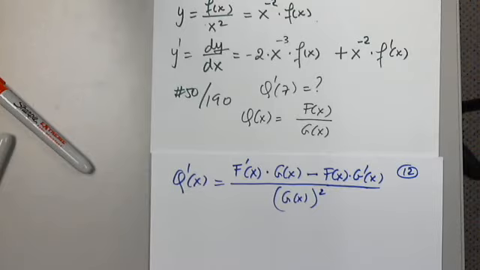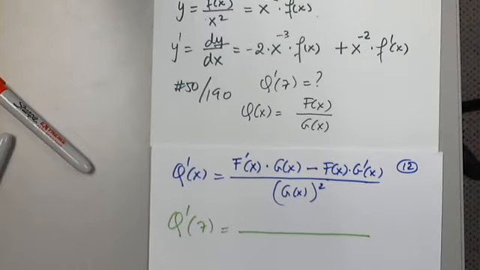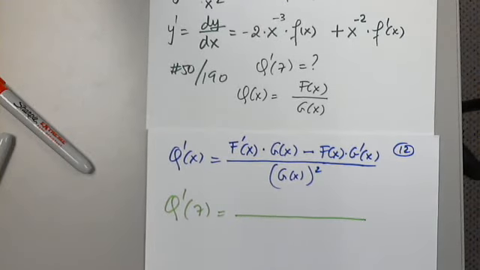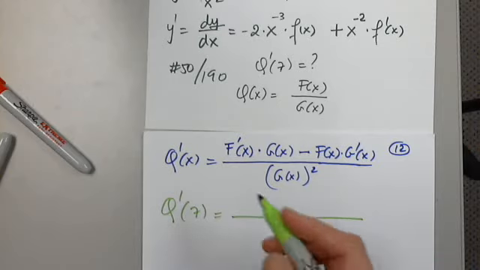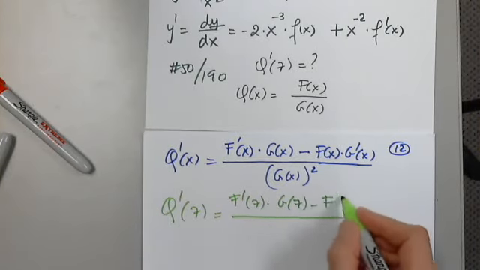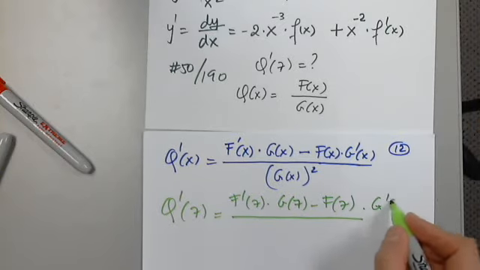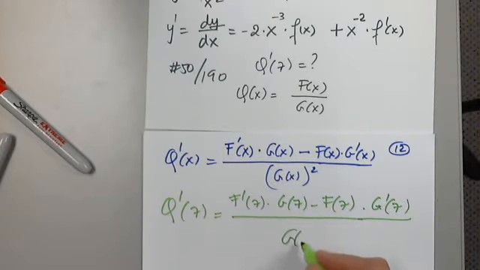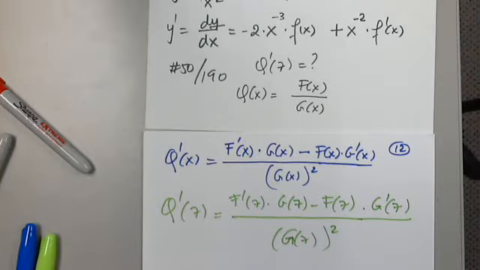Now I know how to get q prime of 7. What I will do is just replace x with 7. So f prime of 7 times g of 7 minus f of 7 times g prime of 7, over g of 7 and everything squared. Now I'm not given these numbers. I have to determine them. We have to determine them. Okay, let's start with f of 7 and g of 7.